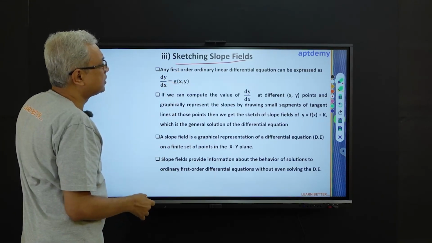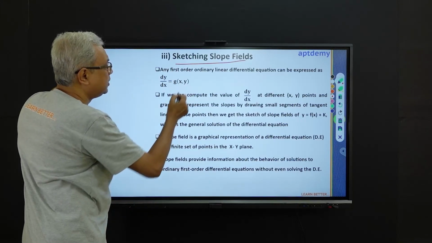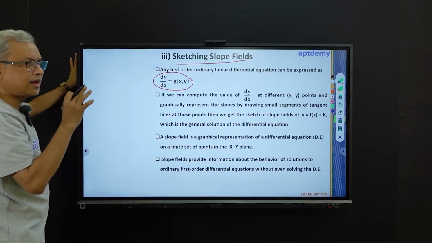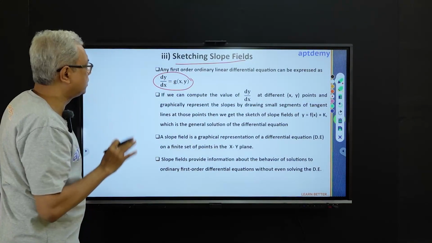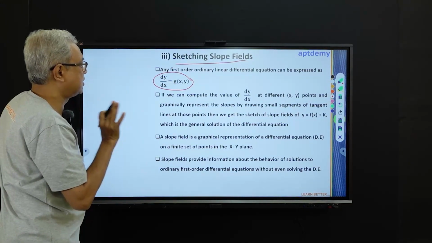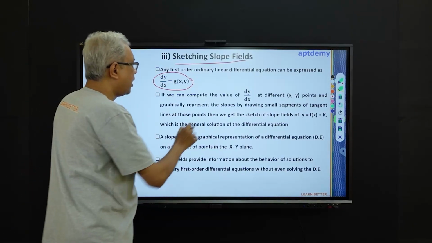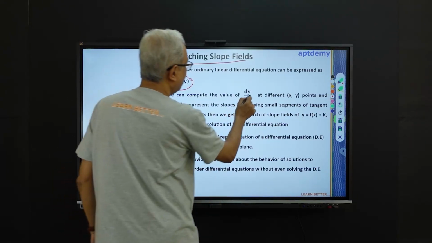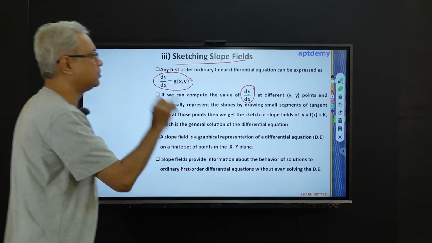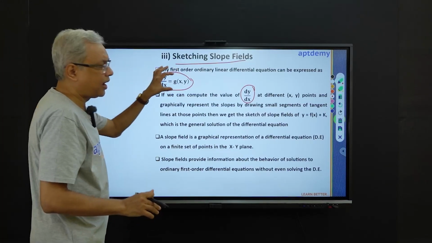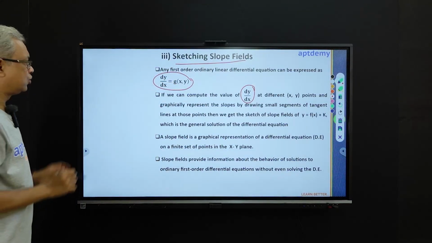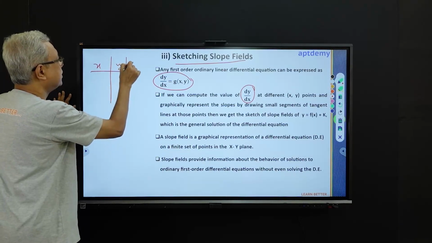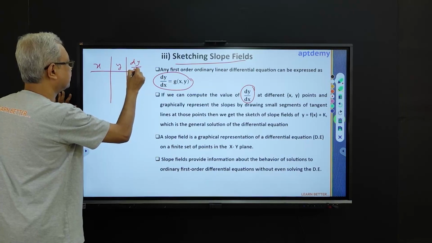Any first order ordinary linear differential equation may look like this, where y and y dashed are only involved and they appear in the equation in linear terms only. Now, when you are provided with a differential equation, we can compute the value of dy/dx at different x, y points, because this is an analytical expression for dy/dx. So at different x, y points, you calculate the value of dy/dx.